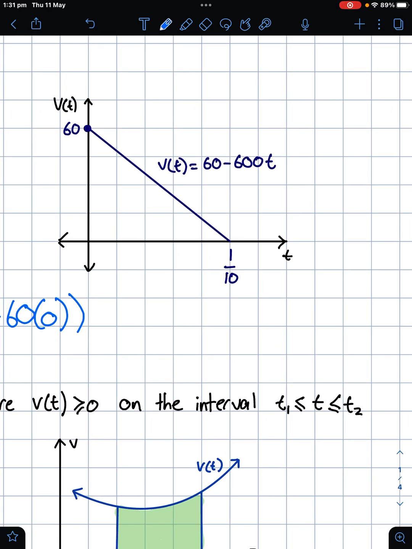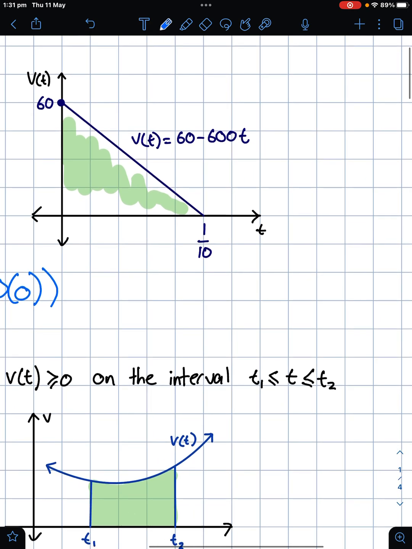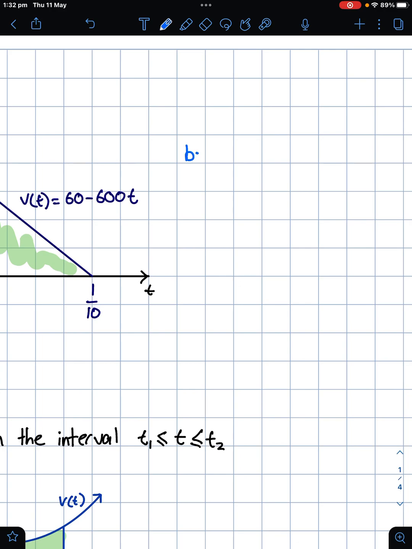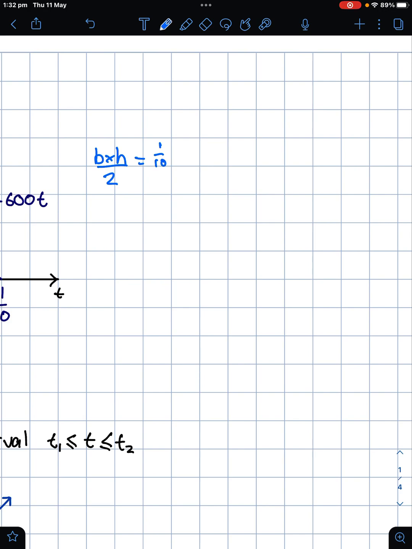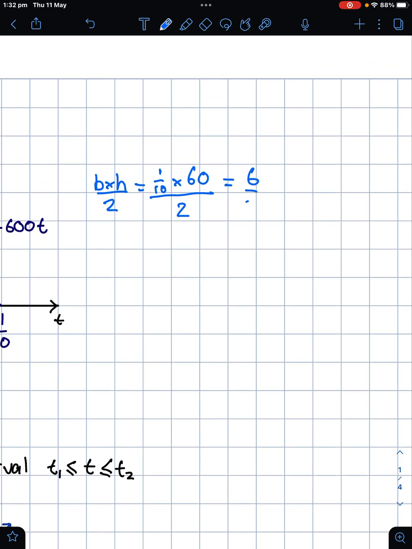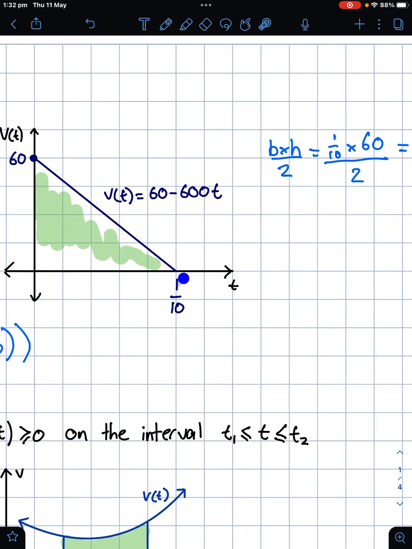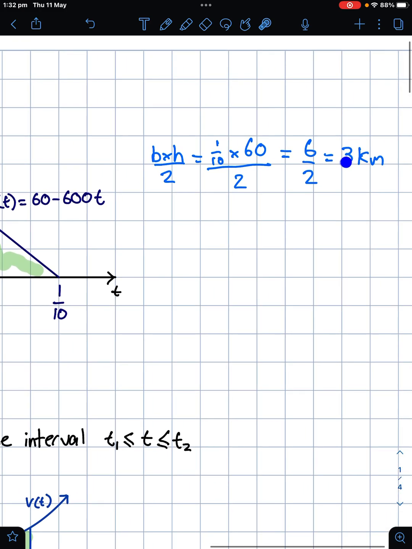This area here, if we were looking at this velocity function, is 60 minus 600t. If I consider calculating the area here, you'll notice the base of this is 1/10 and the height is 60, so let's do base times height divided by 2. The area would be 1/10 times 60 over 2, which is 6 over 2, which equals 3 kilometers. So if we're going 60 kilometers an hour and we've gone for 1/10 of an hour, we've gone 3 kilometers.